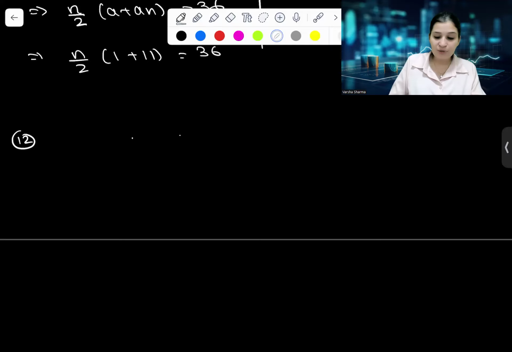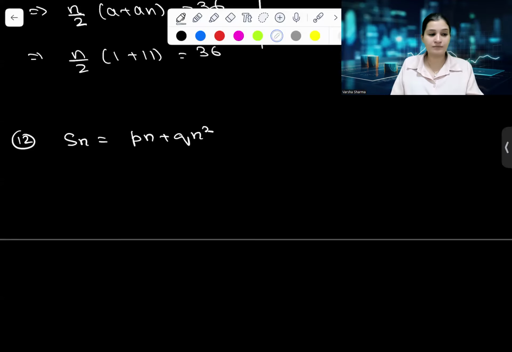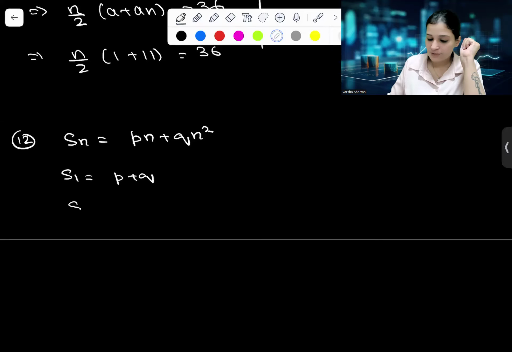It's given that the sum of the first n terms, that is Sn, is Pn plus Qn square. First, show that the sequence is an AP. How do we show that the given sequence is an AP? If the common difference is the same. Common difference between what? The first term, second term, and the third term. So what we need to find is A1, A2, A3 using the sum. So we need to first find S1, that will be P plus Q.